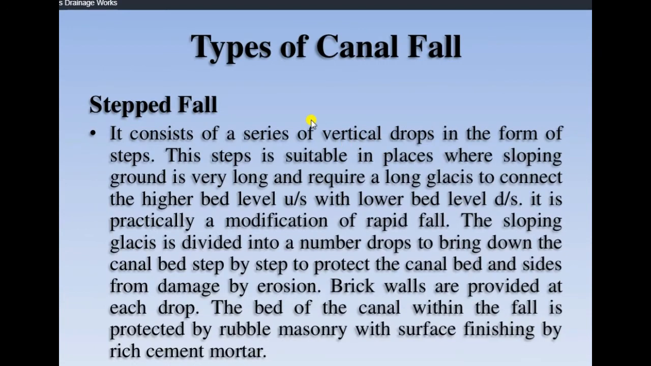Now step fall. It consists of a series of vertical drops in the form of steps. These steps are suitable in places where the sloping ground is very long and requires a long glacis to connect a higher bed level on the upstream side with a lower bed level on the downstream side. It is practically a modification of rapid fall. The sloping glacis is divided into a number of drops to bring down the canal bed step by step to protect the canal bed.